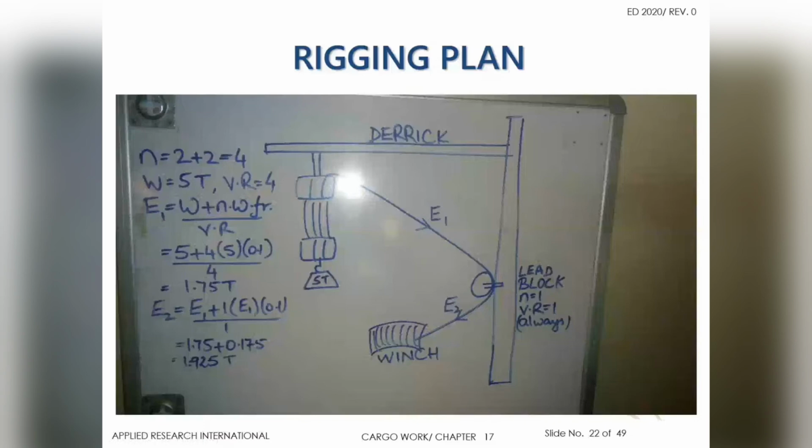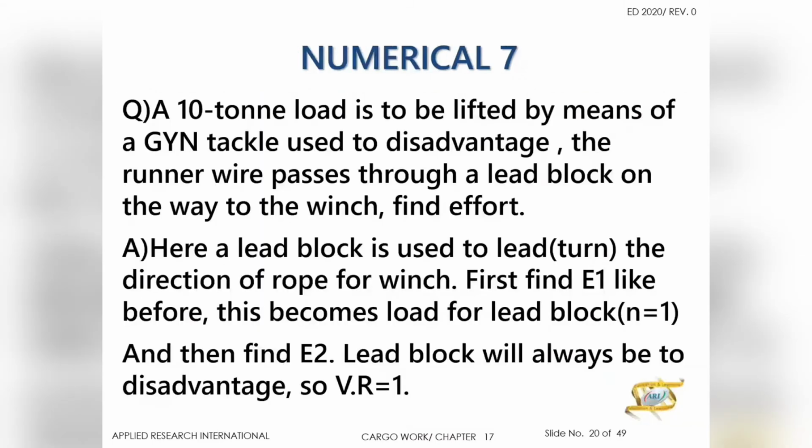First find out effort 1 over here, which will become the load for the next block, which is called a lead block, where n is equal to 1. As I told you, it is a single sheave, always to disadvantage, so VR is always 1. Then you find out effort 2 and then find out the size of the wire rope, etc. So this is the question in front of us, and we will again find out effort 1 first and thereafter effort 2 after the lead block.